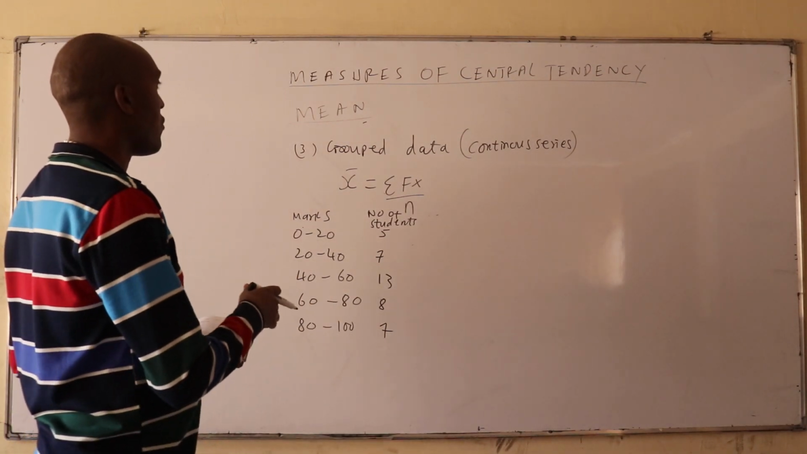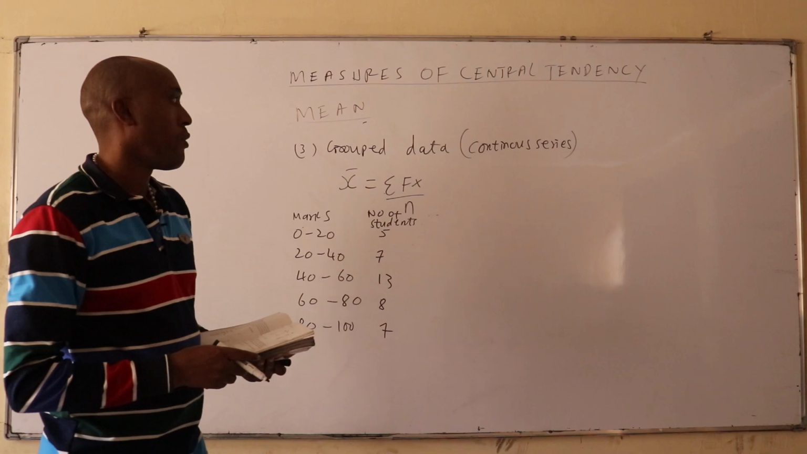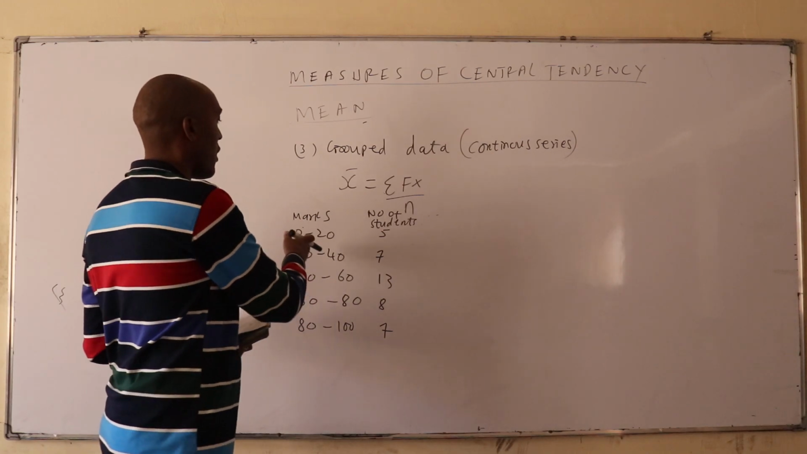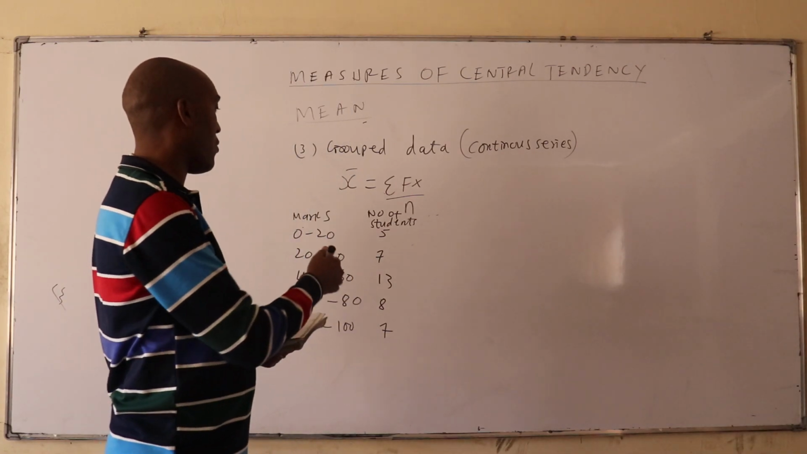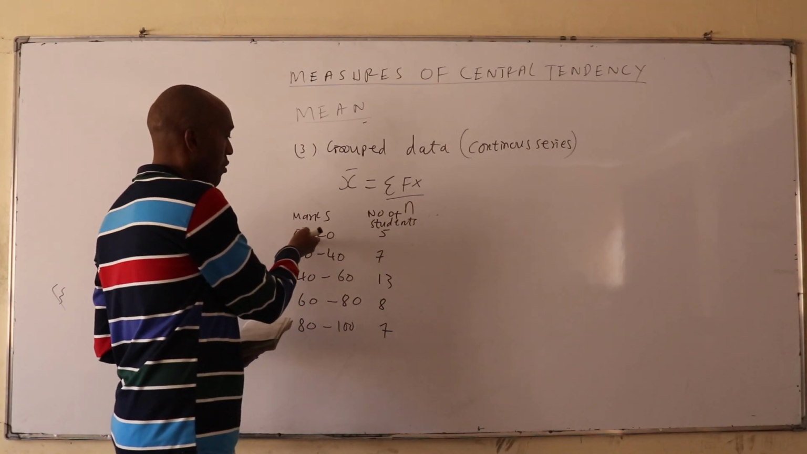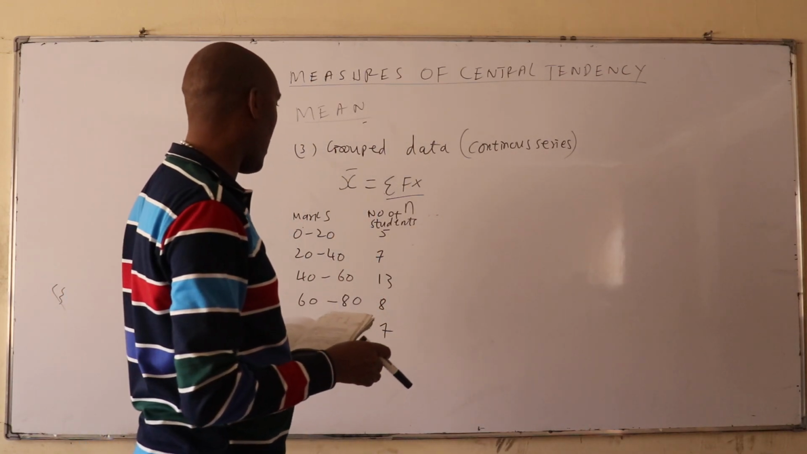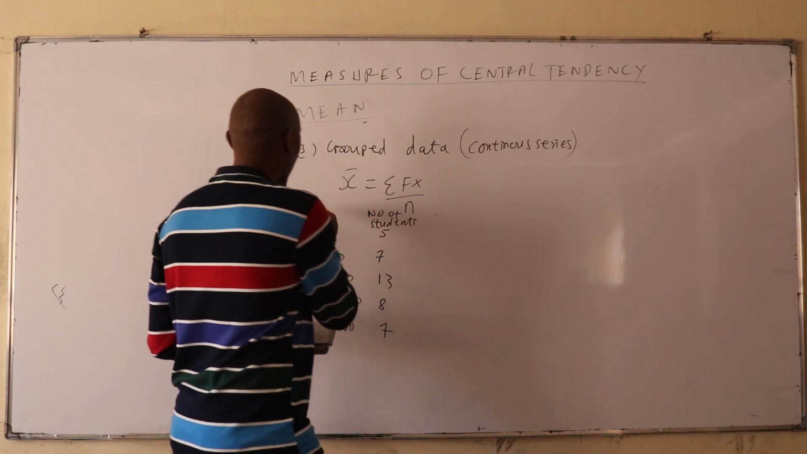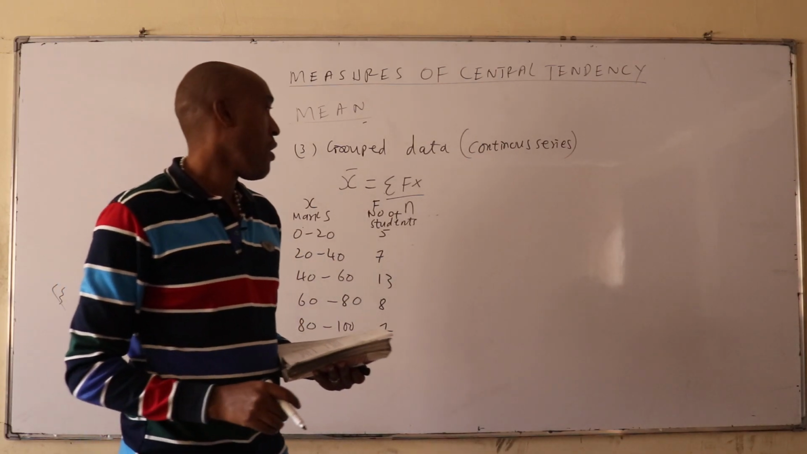So in what scenario do we use grouped data, continuous series? This is where we have a large number of data which we cannot write each and every one, so we group it. Especially where a large number of students are doing an exam, we put a scale of those who scored between 0 to 20 are how many students, and so on. Now, for calculations, marks is our x, and this becomes our f, which we call frequency.